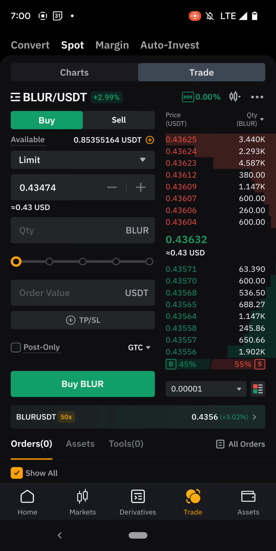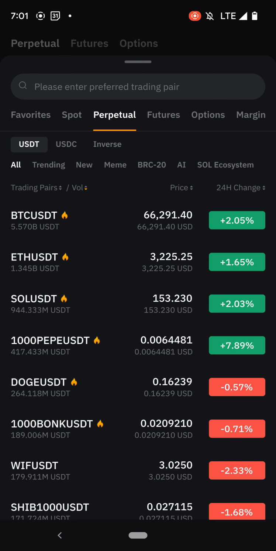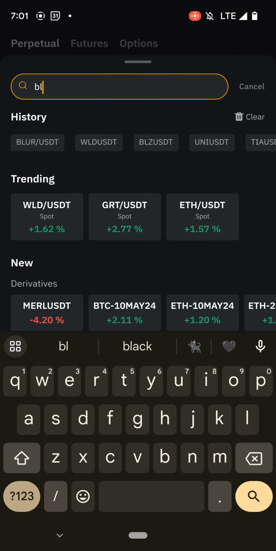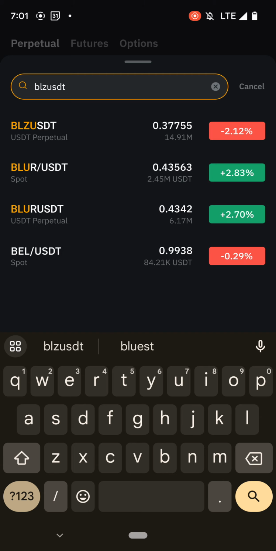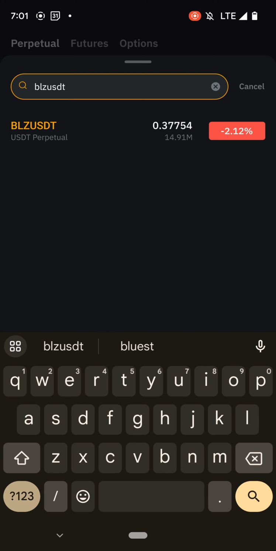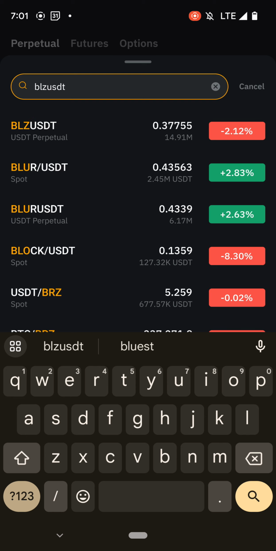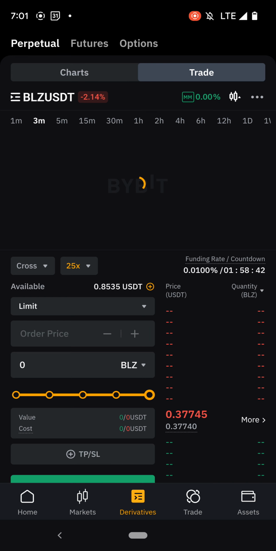Some people will start making all their settings here without knowing, and they will place a trade and not see it. So in order for you to be on the safe side when you're on derivatives and you want to search any particular pair, BLZ, USDT, please take the one with perpetual. Take the one with perpetual. That's it. Perpetual BLZ. Wait for it to load. BLZ perpetual. Good. I'll take the perpetual.